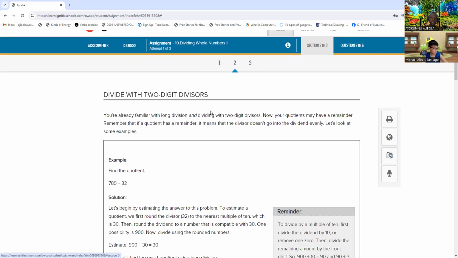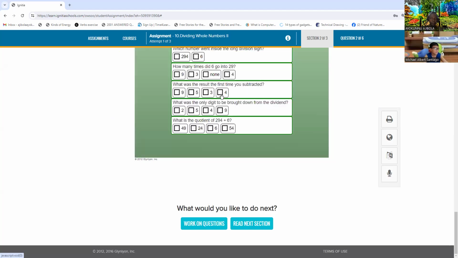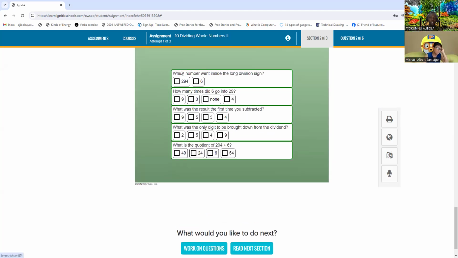Okay, so let's do the pop-up quiz first, then we'll work on the questions. Is that clear? Yep. Which number should go inside the long division sign? Miggy. Which number? 294, that's correct. How many times can 6 go into 29?